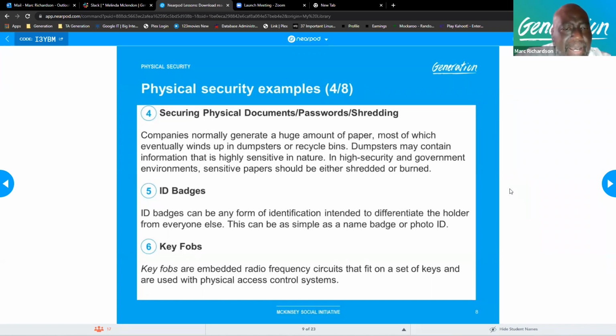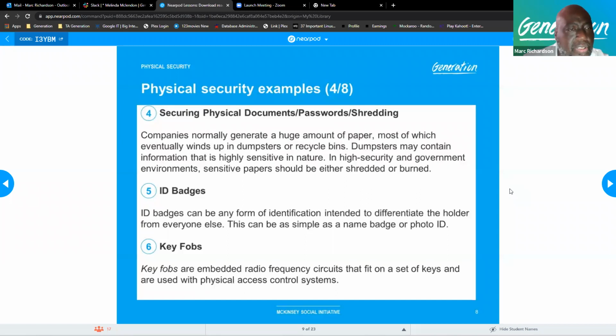Okay. ID badges. ID badges can be any form of identification intended to differentiate the holder from everyone else. This can be as simple as a name badge or photo ID. That's usually another method of identification for security that can be used at your particular job to allow you either access to the building or access to secure areas. If you're not supposed to be in that area, your badge will not allow you access.